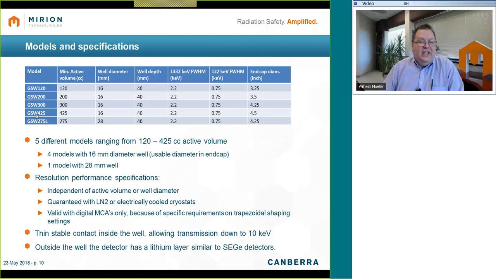A fifth detector, which I didn't talk about within this product family, is the GSW-275L. It's a mid-size detector in this range, but what makes this detector unique is that it has a 28 millimeter diameter well, so it can accommodate samples of diameters up to an inch or slightly more than that. Again, because of the features of the Sagewell detector geometry, there is not a resolution degradation to be able to accommodate this larger well.